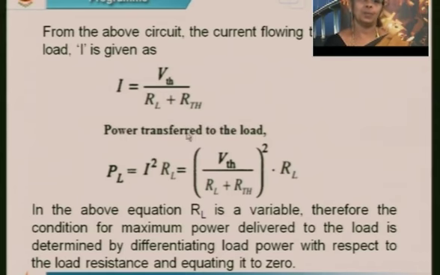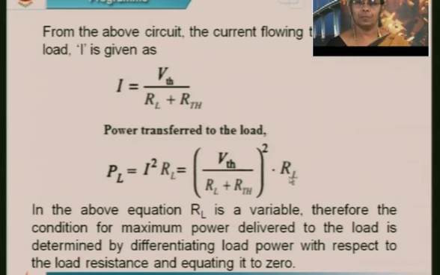And we all know that the expression for power dissipation is given by either V into I, or I square R, or V square by R. Now since we have found out the current I here, we can use the expression I square RL. So the power transferred to the load PL is equal to I square RL. And for I, substitute I equal to V Thevenin by RL plus R Thevenin. So it is V Thevenin by RL plus R Thevenin, the whole square, into RL.